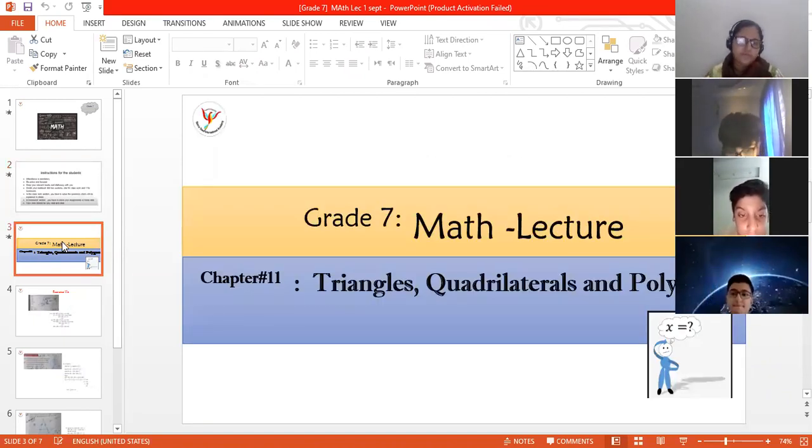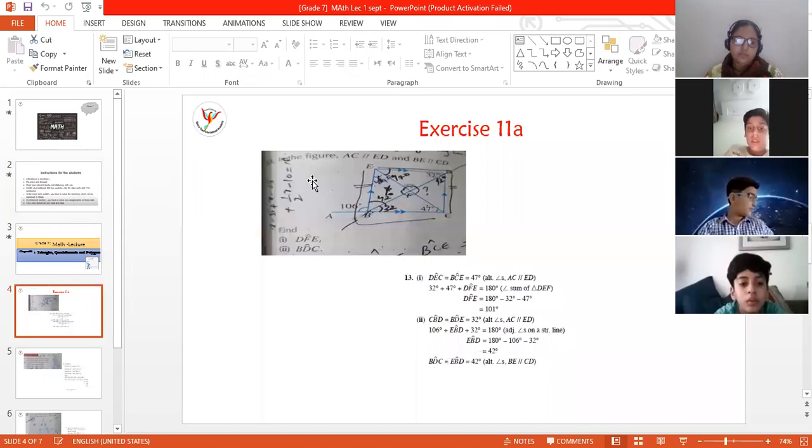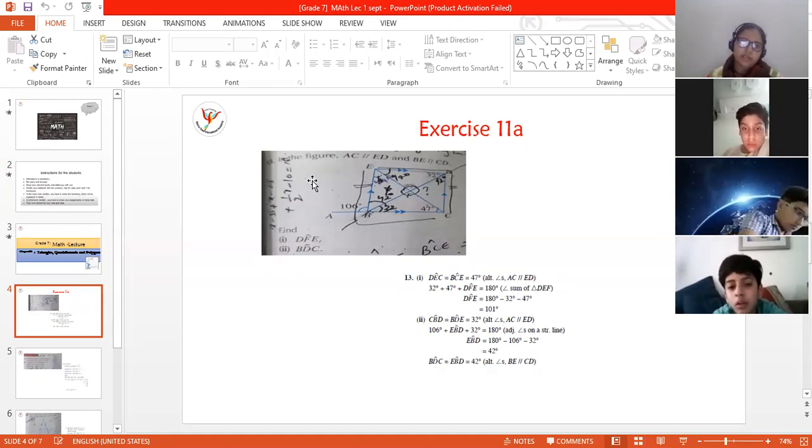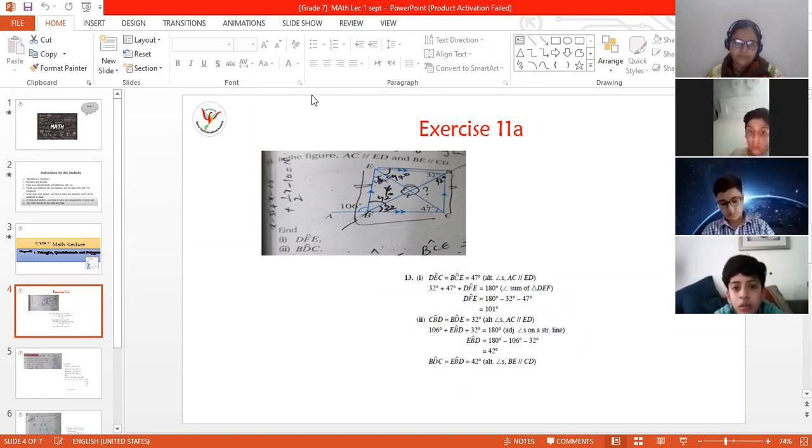You all know that we have started our chapter number 11, which is triangles, quadrilaterals, and polygons. So far, we are doing exercise 11A. I don't know the other sections, but 7E has already completed questions till question number 13. So today I'm going to again explain question number 13, then 14, and then 15. So let's start with question number 13.